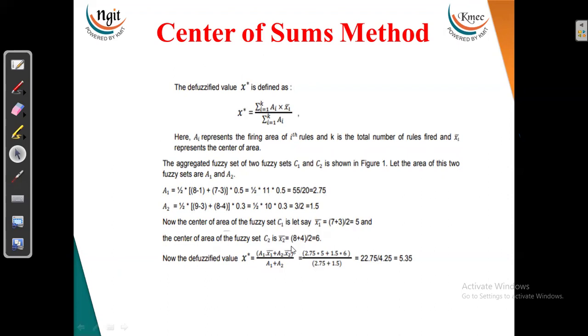Hope we have done. Yes. So C1 is (7 plus 3)/2 and (8 plus 4)/2. I'm getting 5 and 6. Okay. Now we got the complete values.